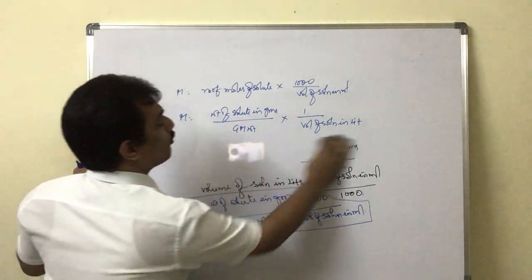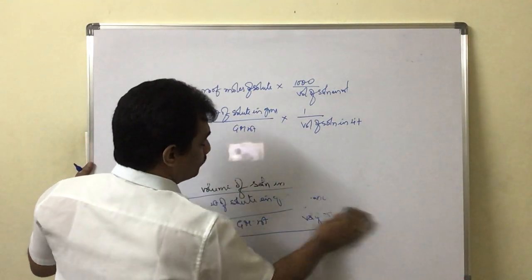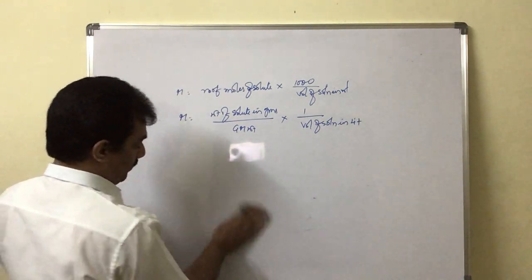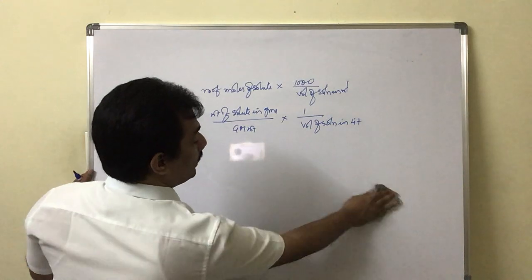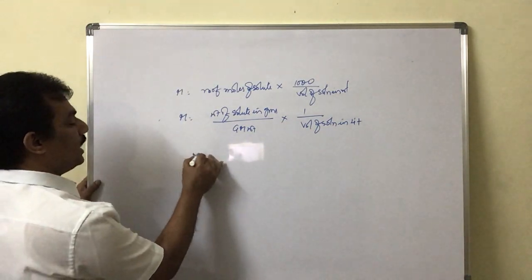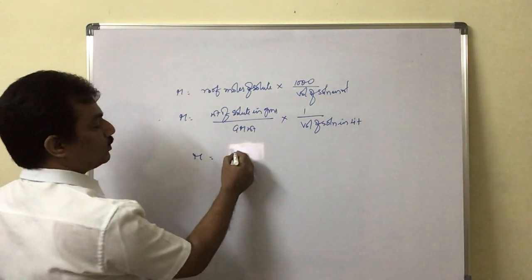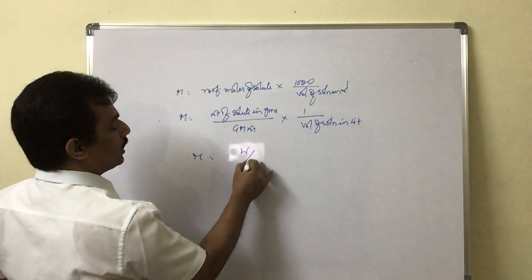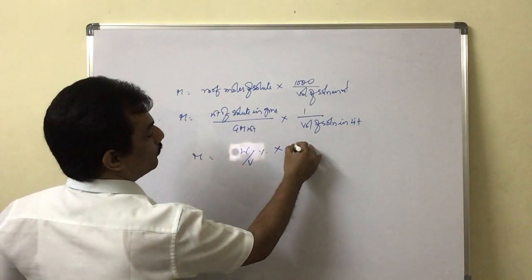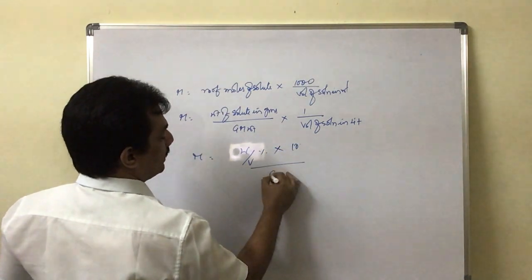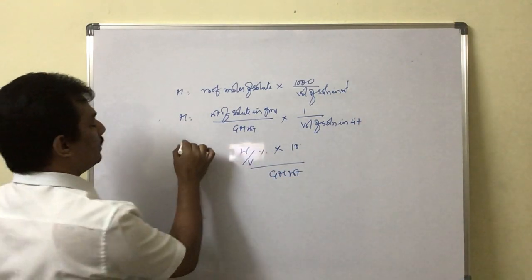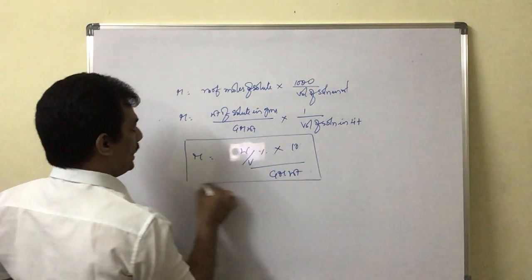And now one more. Sometimes they may provide weight volume percent. When weight volume percent is given, then molarity will appear like this. Molarity is equal to weight volume percent into 10 by gram molecular weight. This will provide the molarity.